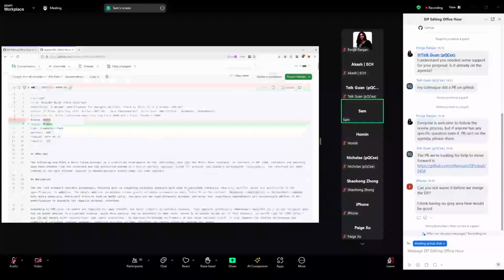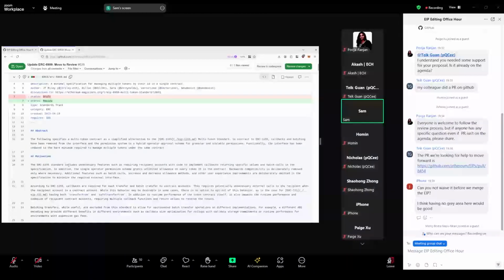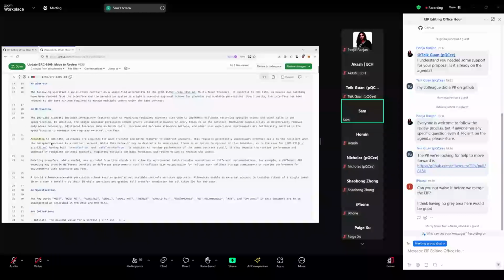The following specifies a multi-token contract as a simplified alternative to the ERC 1155 multi-token standard. In contrast with ERC 1155, callbacks and batching are removed from the interface. The permission system is a hybrid operator approval scheme. Okay. So reduce the bare minimum requirement. Callbacks and batch calls in the specification. Okay. Callbacks are required for each transfer and batch transfer to contract accounts.